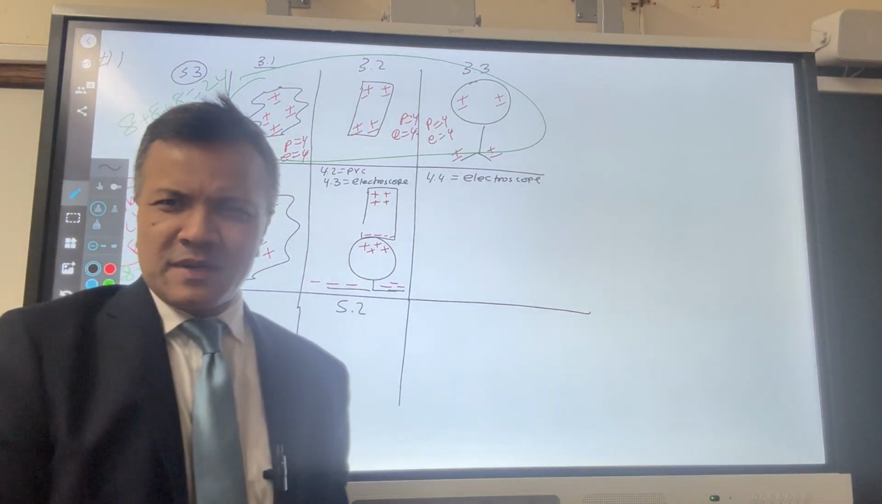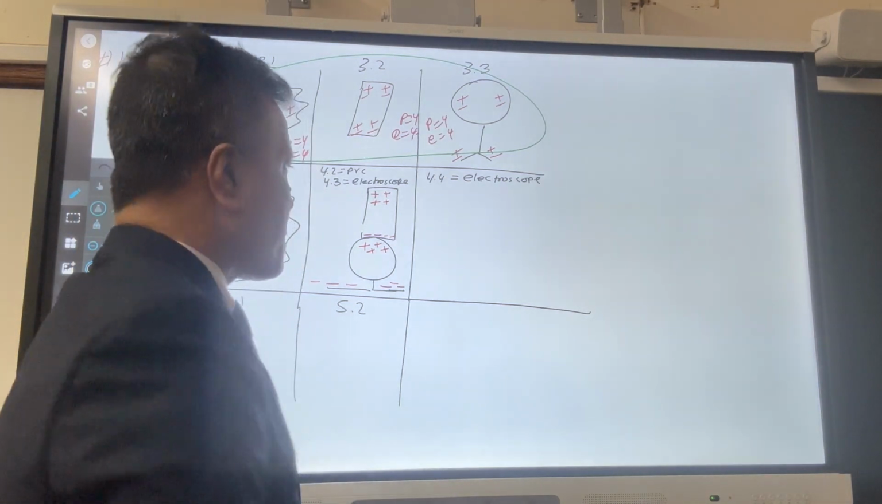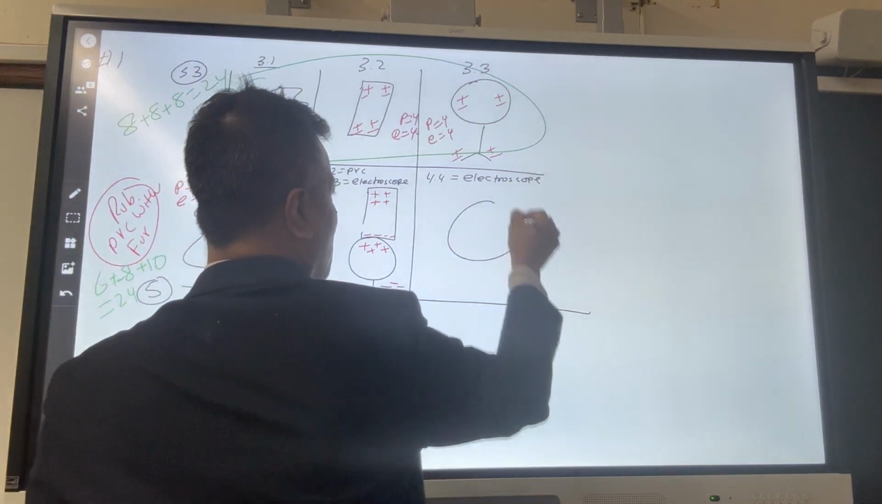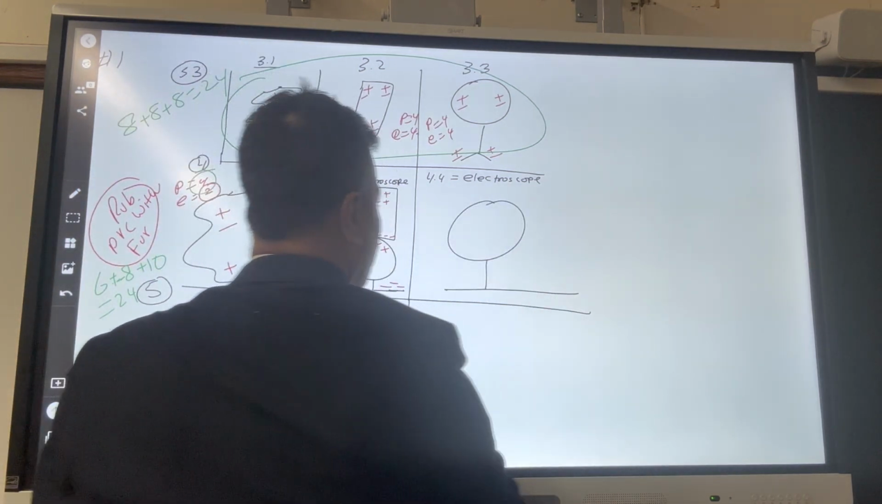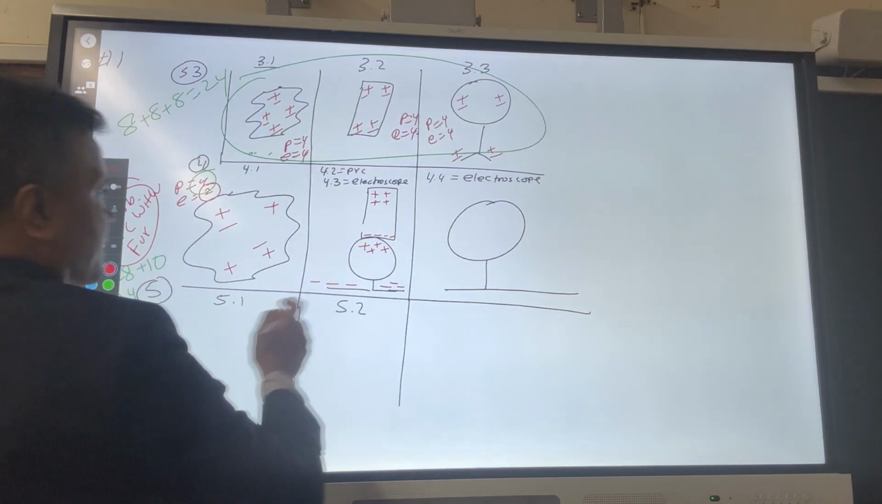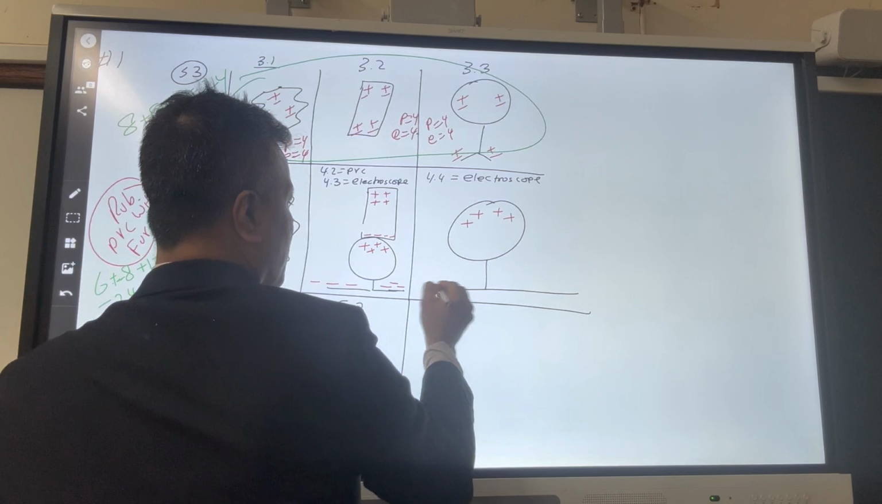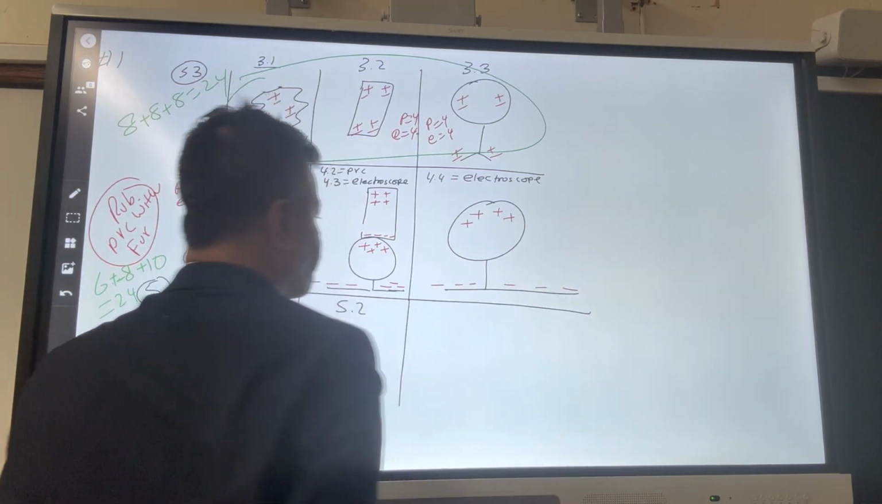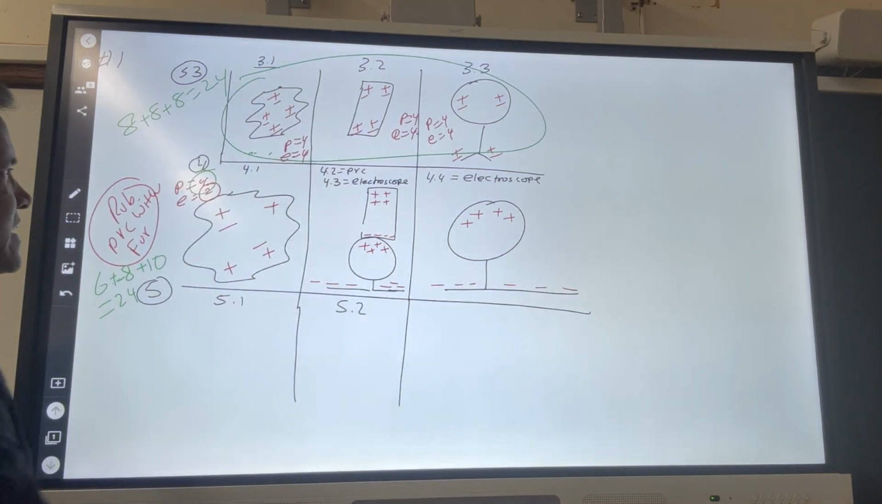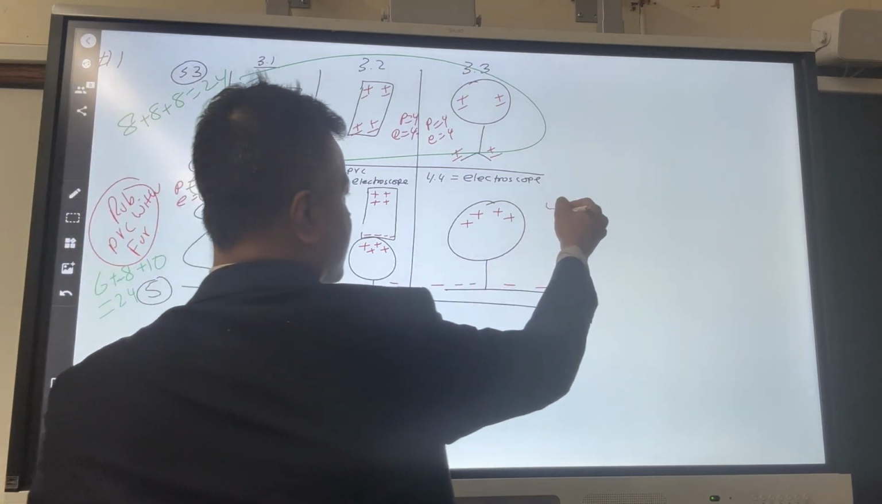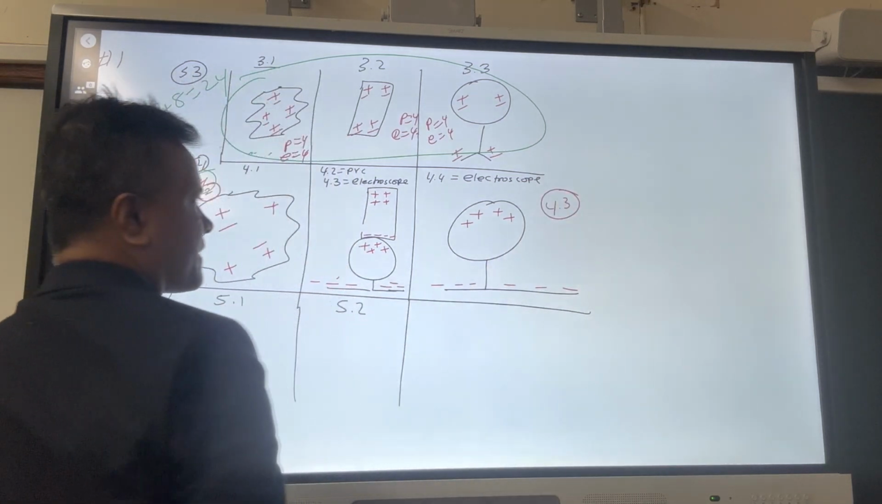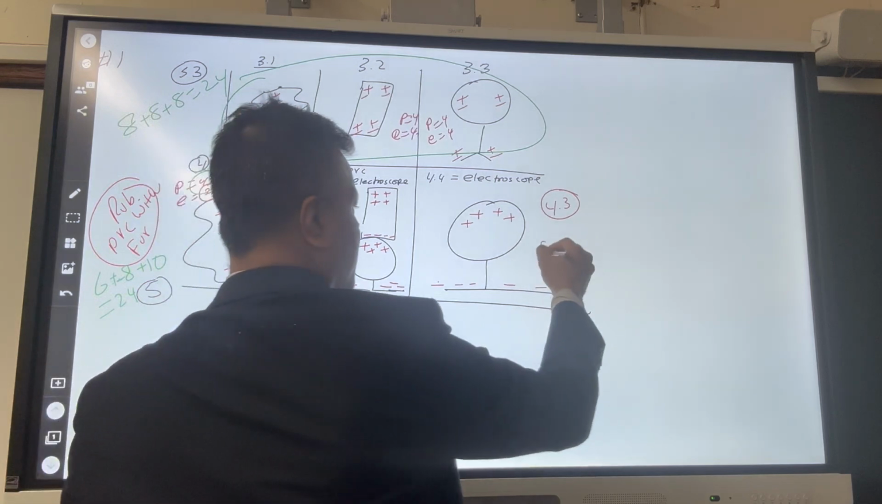We're going to remove the PVC pipe now. So now electroscope by itself. If you do that, what do you see? 1, 2, 3, 4. 1, 2, 3, 1, 2, 3. We see exactly scenario 4.3. Okay, this is polarized.